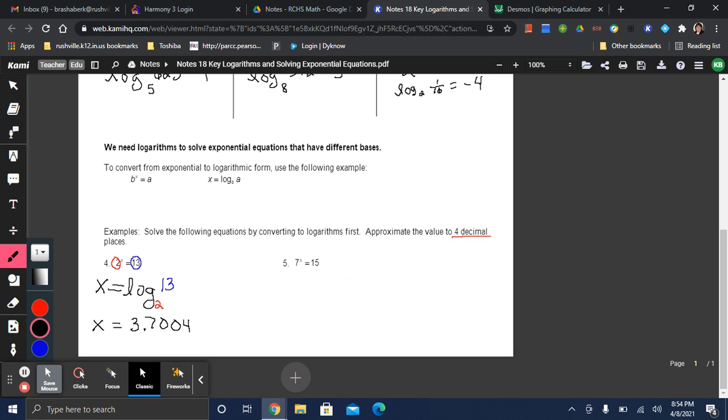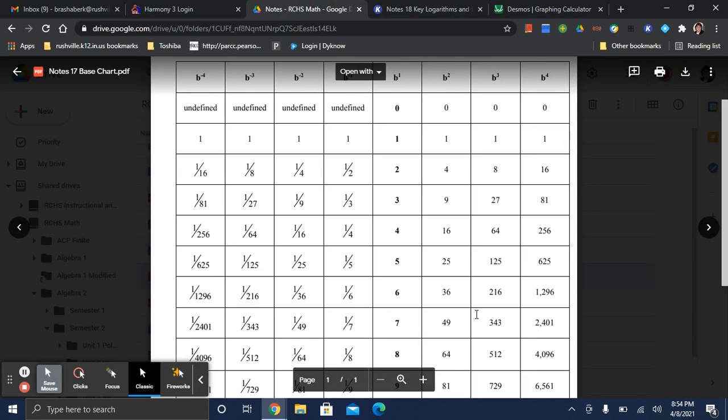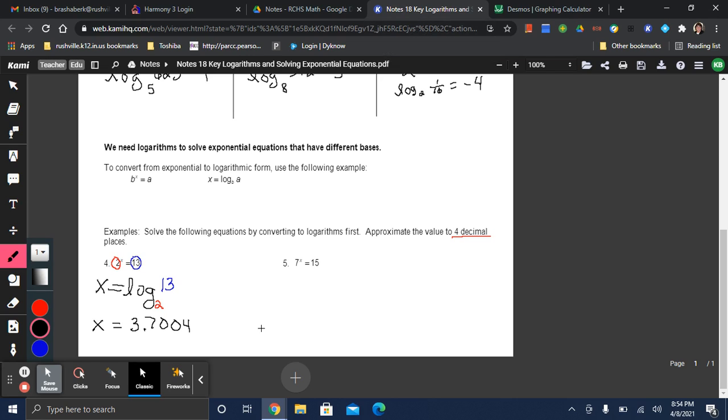So let's do one last problem. We have 7 to the x power equals 15. If you look on your base chart, 15 is not in the 7 row, so we'll need to use a logarithm. So the first thing is that exponent, which is your x, equals log, and then your base is the 7. So the base is the 7. The argument, what you're going to take the log of, is 15.